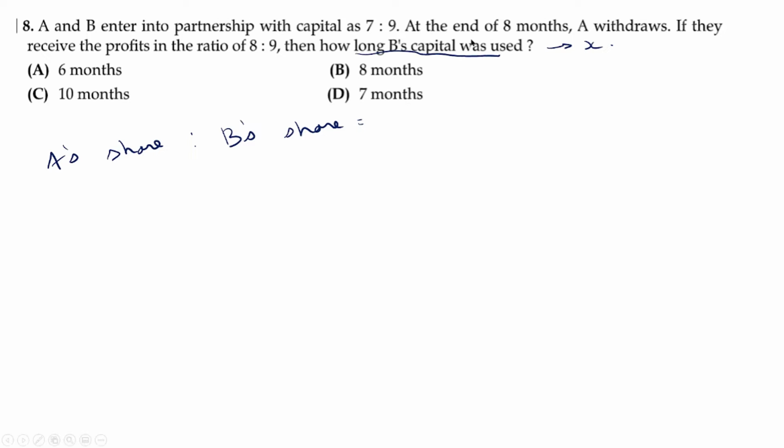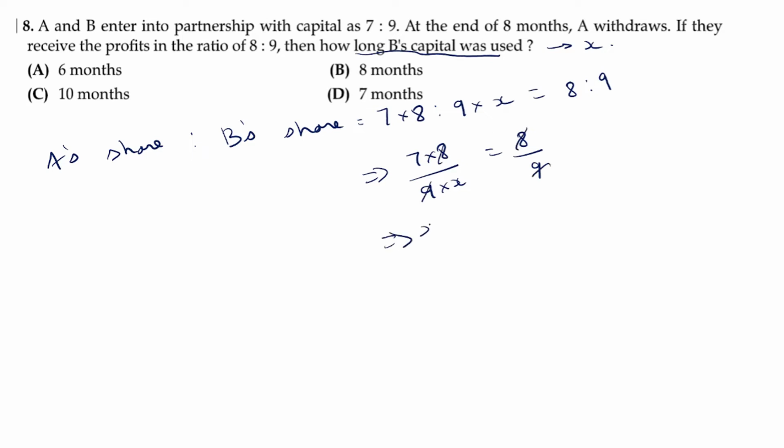Here it is given that at the end of 8 months A withdraws. So A's share will be 7 into 8, and B's share will be 9 into X, and this is equal to 8:9. So this is what is given here, 8:9. So from here we have 7 into 8 upon 9 into X is equal to 8 by 9. Or we get X is equal to 7 months. So the correct option is option D, 7 months.